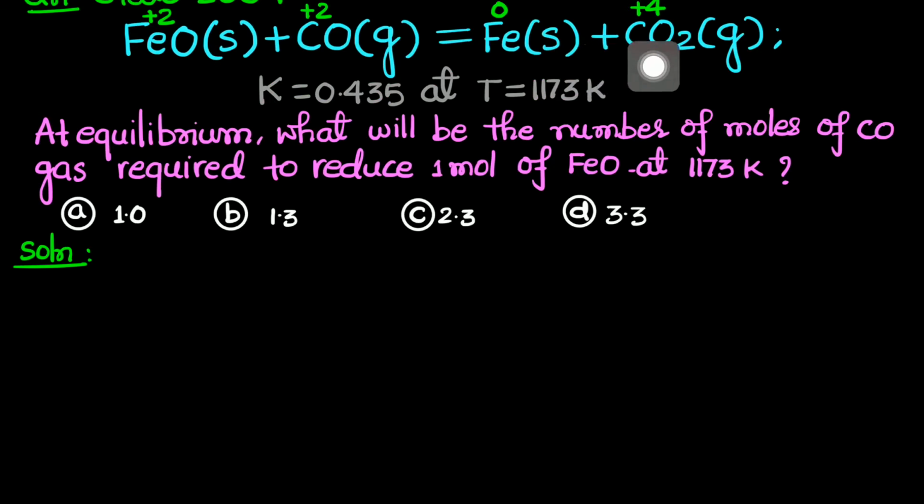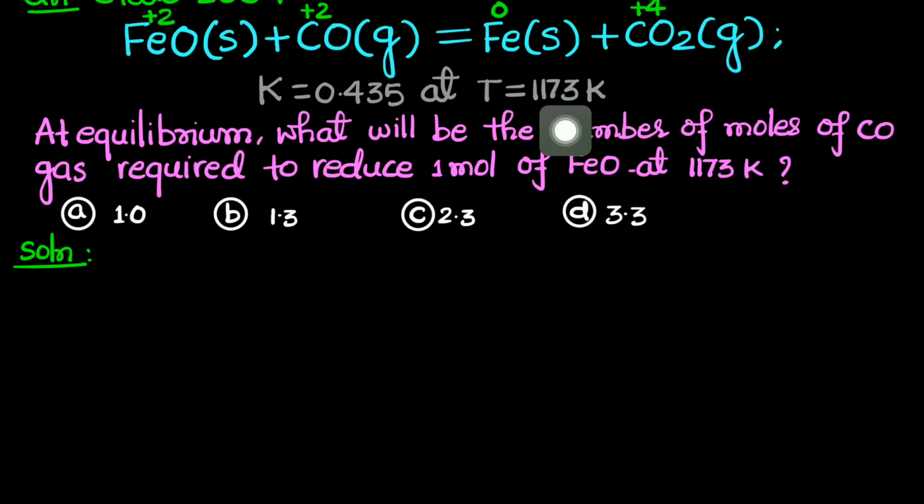Basically this is a type of redox reaction. Carbon monoxide, being a very good reducing agent, will reduce the iron oxide to metallic iron and CO2 gas. Now the equilibrium constant of this reaction is 0.435 at temperature equal to 1173 Kelvin.